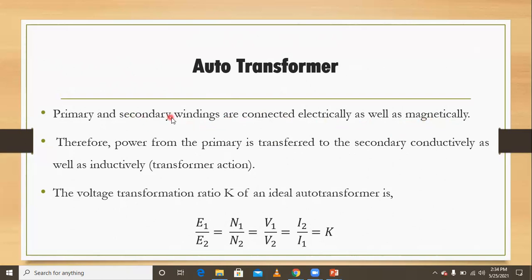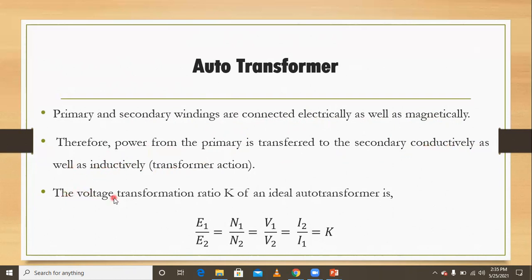The primary and secondary windings are connected electrically as well as magnetically. That's why the kVA is transferred from the primary side to the secondary side in two ways: conductively, that is electrically, and inductively. Therefore the power from the primary is transferred to the secondary conductively as well as inductively, according to the transformer action.